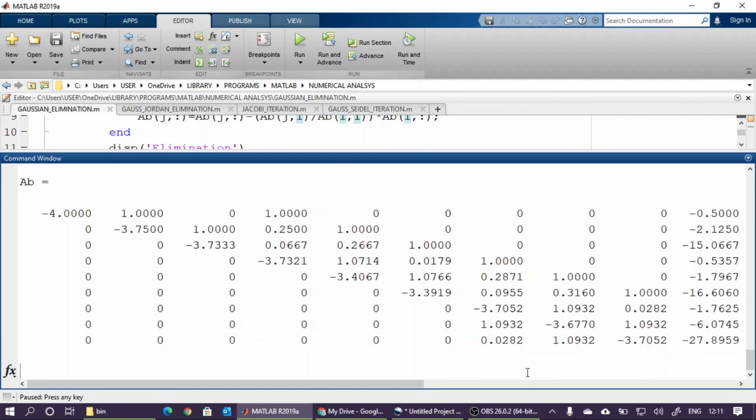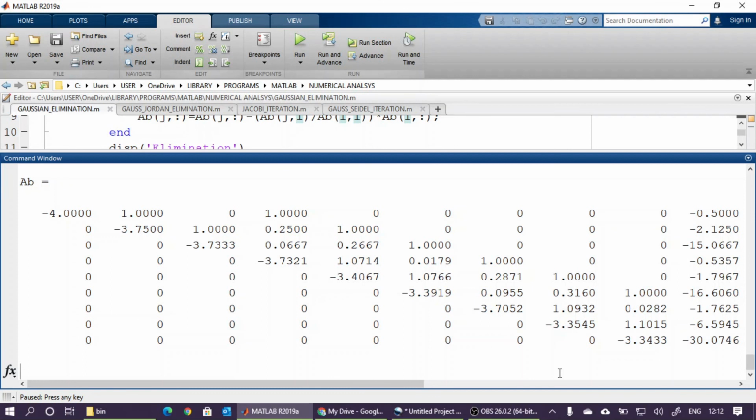During the seventh elimination, we have to remove x7 elements from the eighth row onward. These two elements we have to remove. This is the augmented matrix after the seventh elimination. Now during the eighth elimination, we have to remove x8 elements from the ninth row onward. We have to remove this element. This is the augmented matrix after the eighth elimination. Now the Gaussian elimination is completed. This is the final augmented matrix after Gaussian elimination.